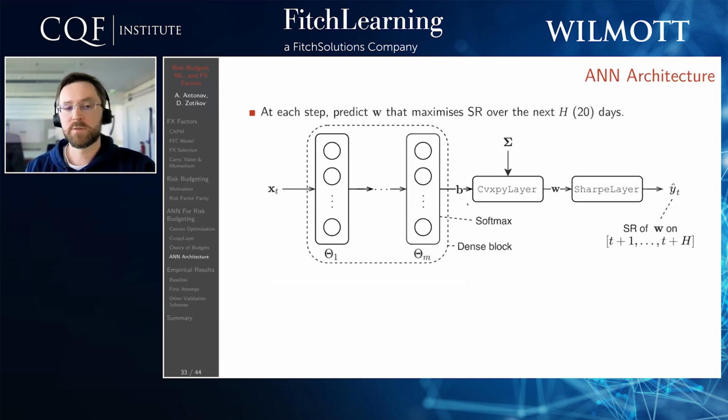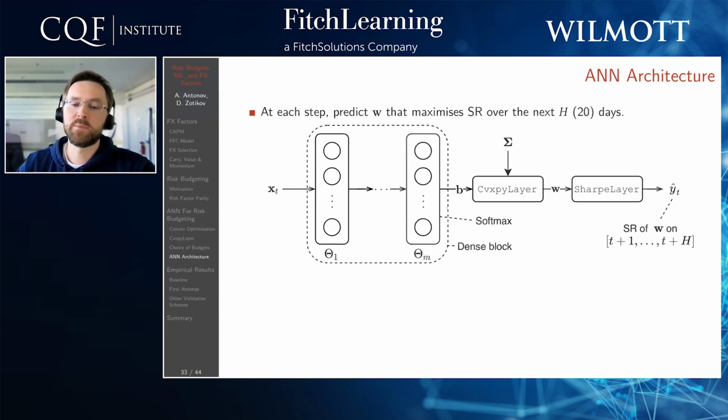Now, on to the architecture of the neural net. The task we're trying to solve is, again, at each step, to predict the portfolio such that it maximizes the Sharpe ratio over the next, say, 20 days. That's the number we're using. The neural net architecture looks as follows. We take an input vector and feed it to the dense block. A dense block is just a sequence of fully connected dense layers. And then as the output layer, you have a dense layer with softmax activation function.